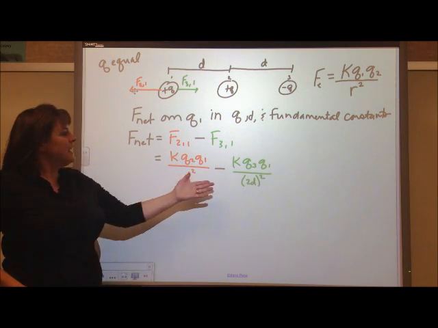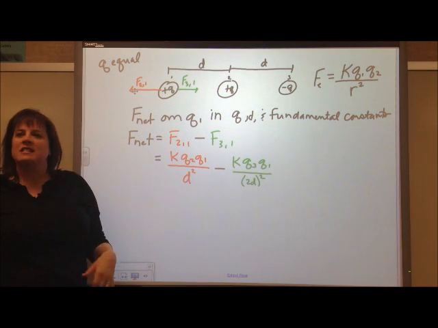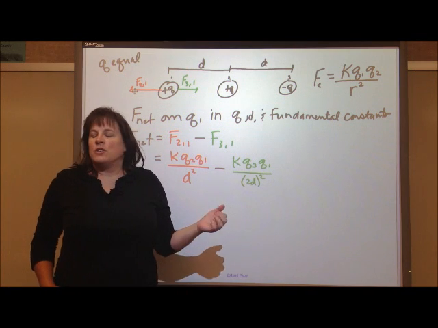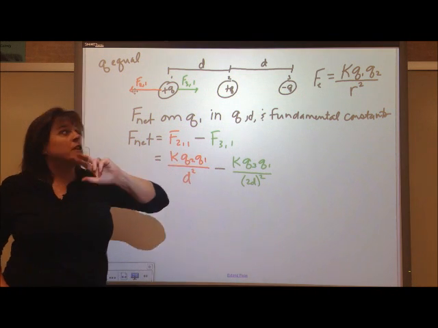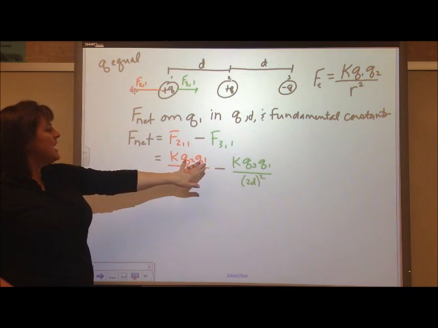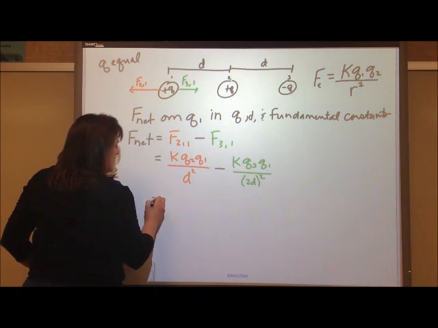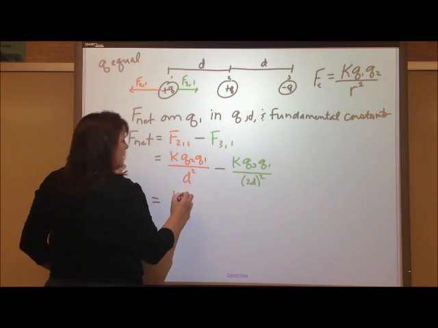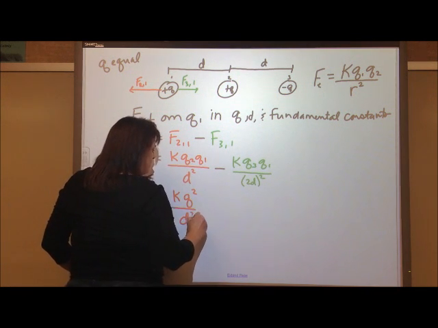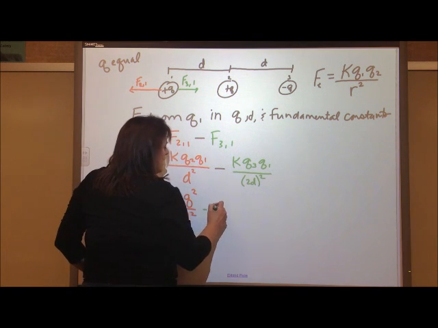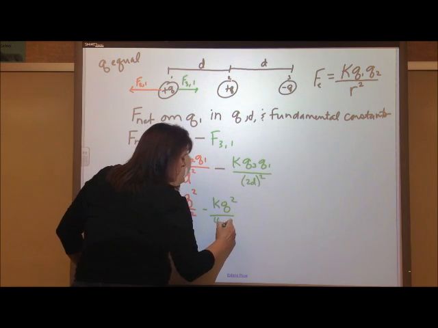Now, I can't leave it like this because I'm only allowed Q, d and fundamental constants. While K is a fundamental constant, that's good. d's are good. I can't have Q2 or Q1 in there. So I need to get rid of Q1, Q2 and Q3 and substitute in for Q. Now, if all Q's are equal, that's fine. Then I just have Q times Q, which is Q squared. All right, so let's further simplify this here. And we get K Q squared, since Q2 and Q1 are equal, all over d squared. And same thing over here. I have K Q squared all over, and now let's distribute this 2 here, so we get 4d squared.